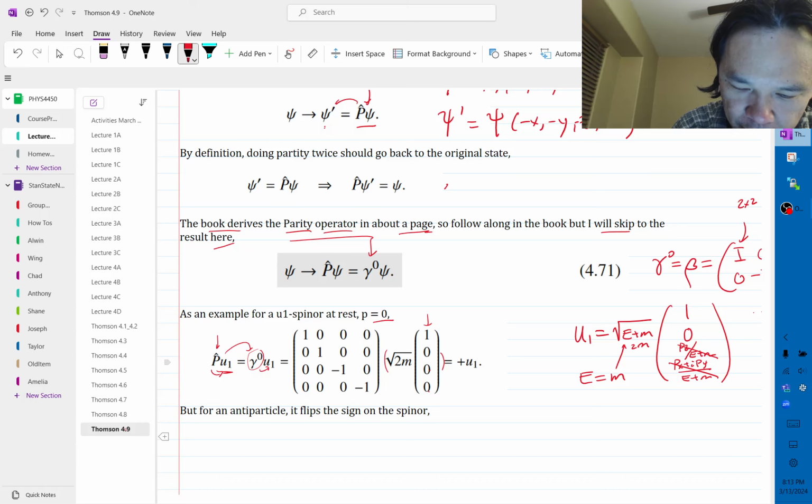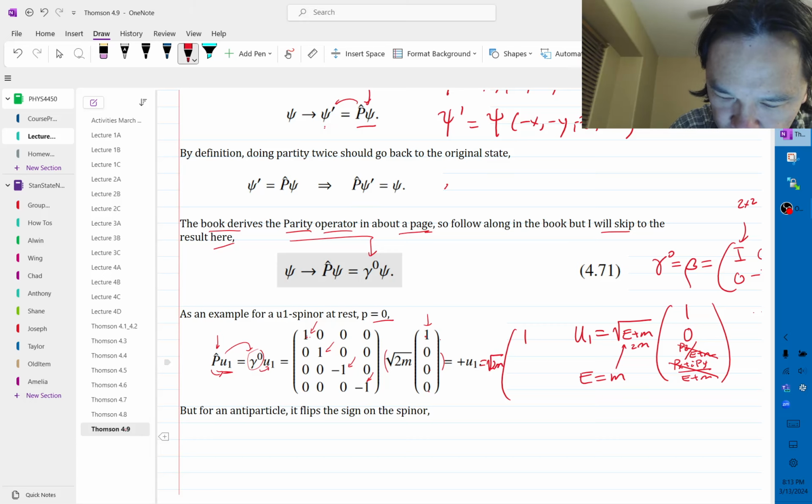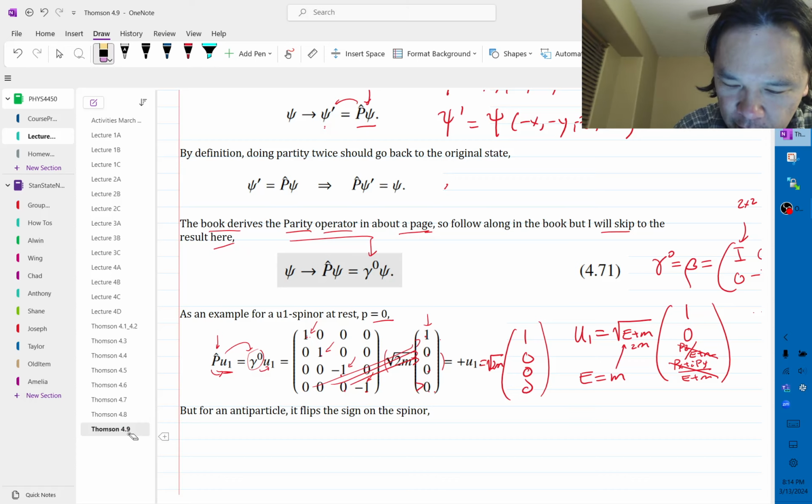If we multiply that by this gamma 0 matrix, let's write it out on the other side here. There's a factor of square root of 2m in front as usual. 1 times 1 gives you 1. 1 times 0 gives you 0. Negative 1 times 0 still gives you 0. Negative 1 times 0 also gives you 0. I'm skipping a lot, since you're supposed to do four multiplications, but they're all zeros.